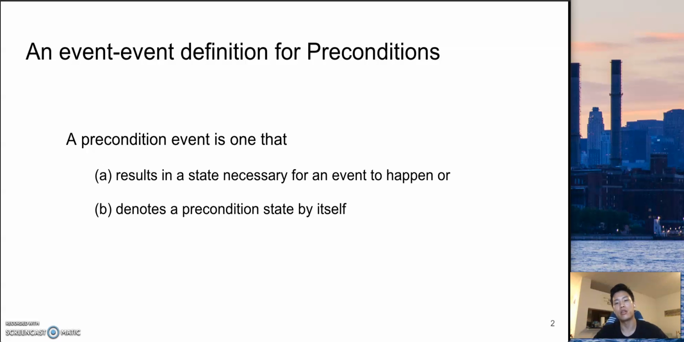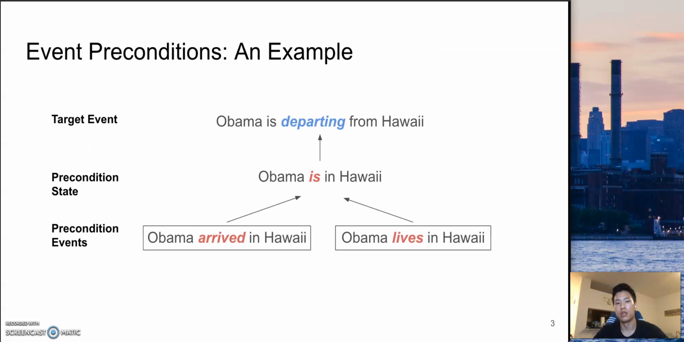Let's take a look at a simple example. The target event, or a given event here, is Obama is departing from Hawaii. Obama should be in Hawaii first if he leaves Hawaii. Then precondition events can be any events that possibly yield this state as a result. Thus, these two events can be precondition events for this target event.